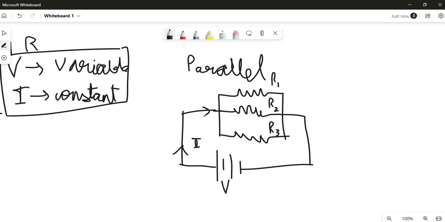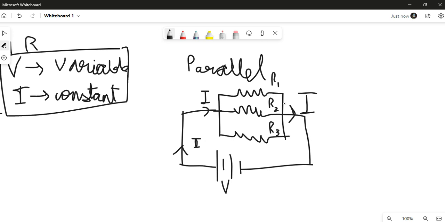This I, when it reaches here, is going to divide across these resistors, because that's the only way it can come back to the battery. The main aim of this current is to complete the path of a circuit. So it has to divide here to come out in the form of I again. The current should remain the same because your battery is not changing. If I had another battery of V dash, then my current would have changed, because every battery has some sort of strength.